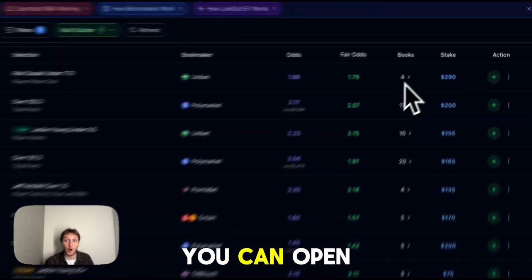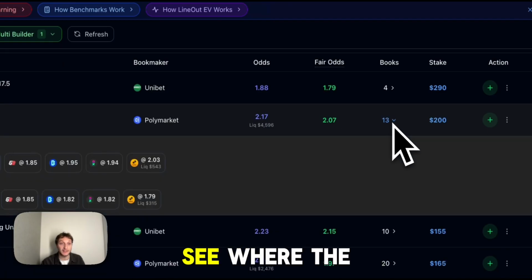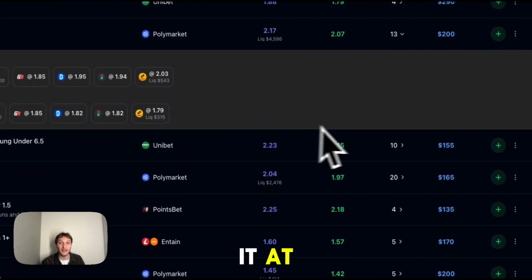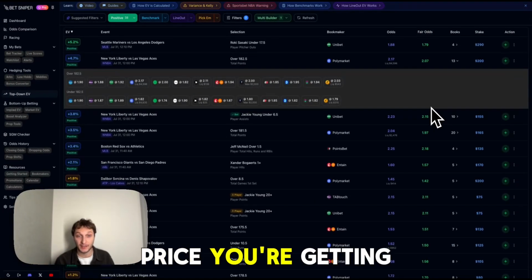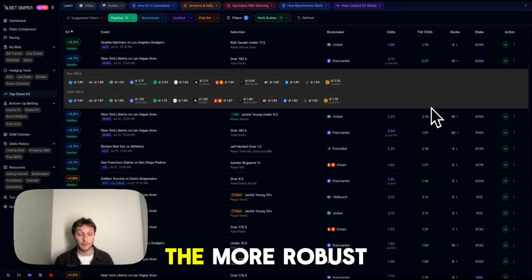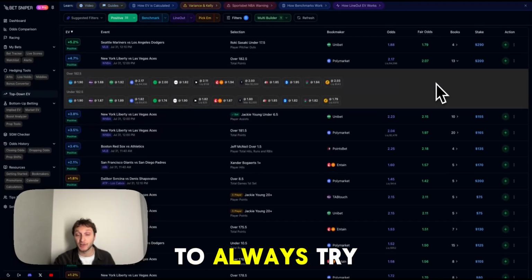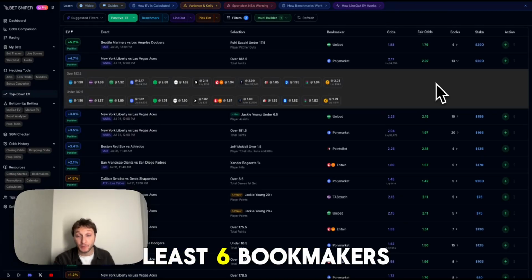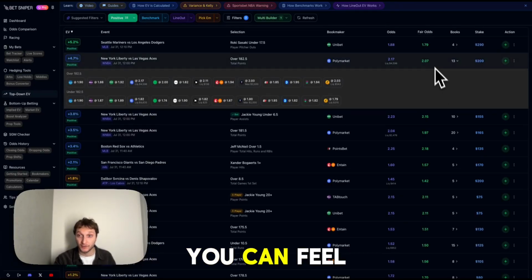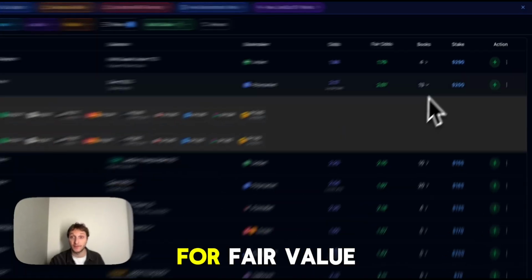With positive EV, you can open up the bet and you can see where the rest of the market is pricing it at, and you can see how it compares to the price you're getting. The more bookmakers pricing a market, the more robust and reliable this fair odds estimate is. Our recommendation is to always try and only bet when there's at least 6 bookmakers pricing the market. That way you can feel very confident that this is a good estimate for fair value.